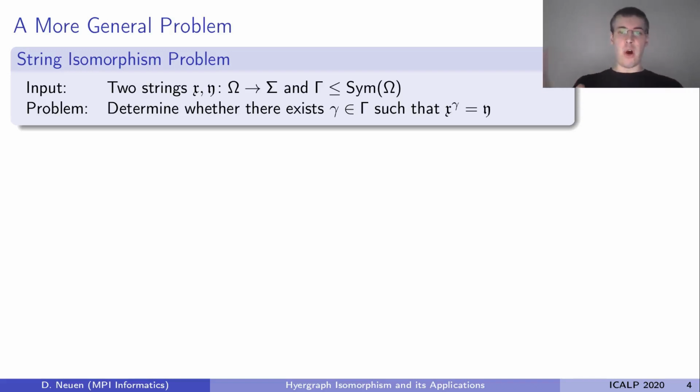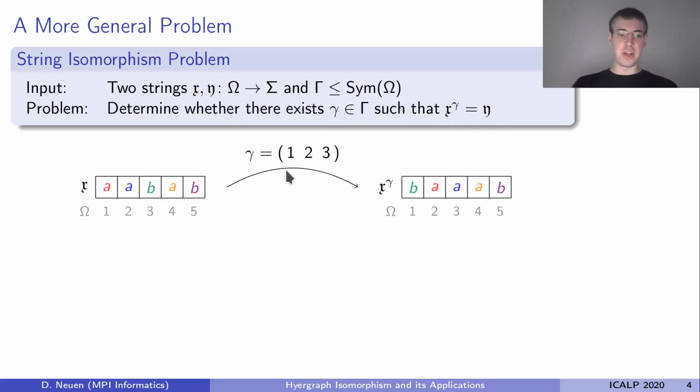Yeah, so think of omega as being exponentially large in the size of the ground set omega, but the representation of gamma is only of polynomial size. Okay, now the question is whether there is some permutation in this group gamma that proves x and y to be isomorphic. So applying gamma to x turns it into y.